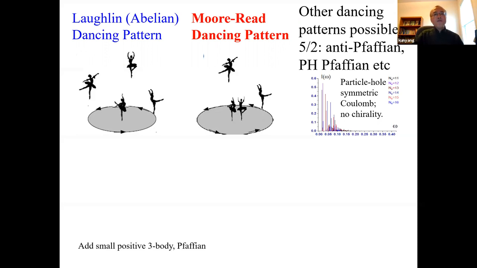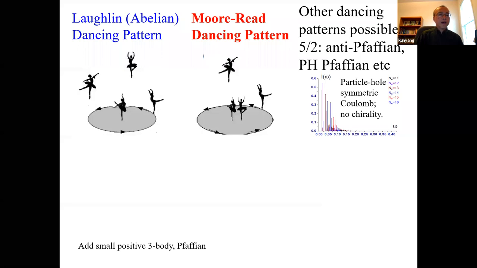However, if you were to introduce a small perturbation that breaks particle-hole symmetry, which is always present due to, let's say, Landau level mixing effects. Among other things, it does a lot of complicated things, but one of the things which I think people believe is the most important effect is that it introduces the three-body interaction, which breaks particle-hole symmetry. So if we were to introduce a small three-body interaction that is positive, that favors the Pfaffian against the anti-Pfaffian.